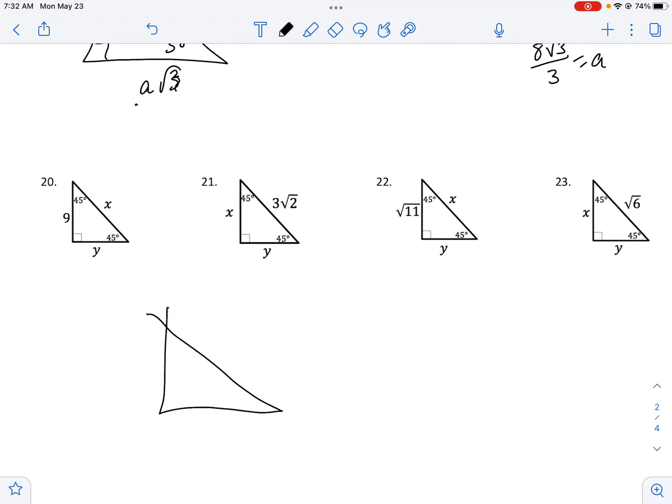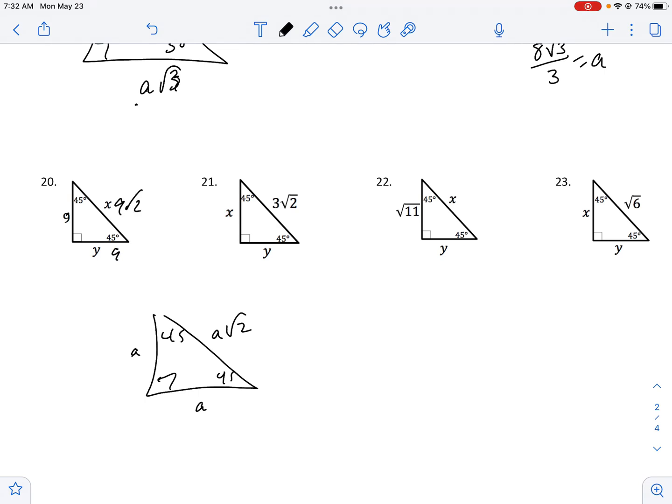Then another one to remember is your 45, 45, 90. So on this one you have A square root of 2. So if you match it up, A is 9, so this is 9 square root of 2. Here we match it up, A has to be 3, so this is 3 and 3.